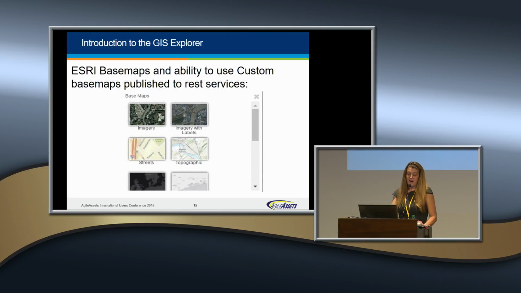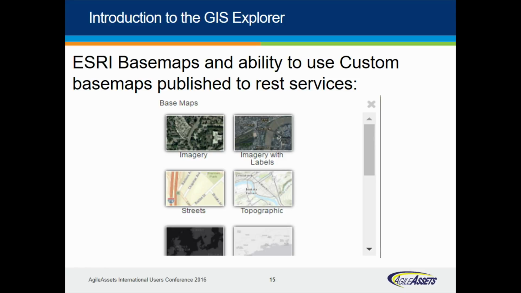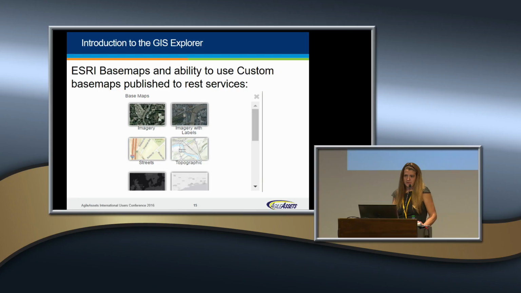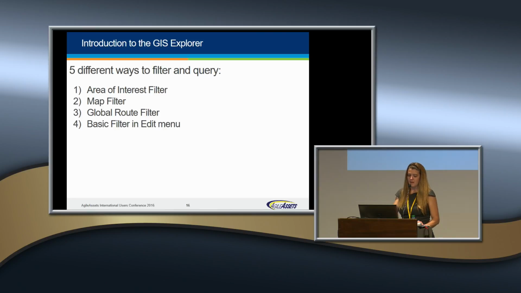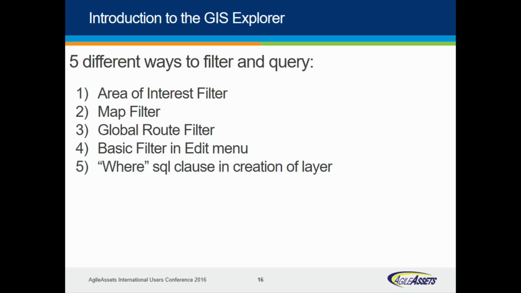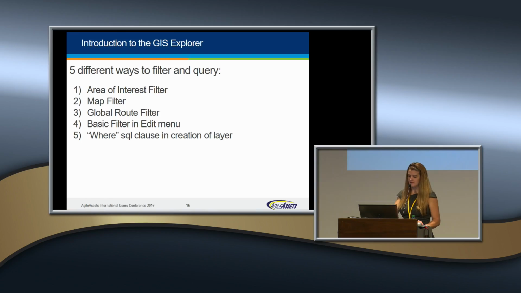We also offer ESRI base maps and the ability to use custom base maps published to REST services. Now, TXDOT actually had its own base map, and so we incorporated that into the system. With GIS Explorer, there are 5 different ways to filter and query. First being the area of interest filter, the map filter, the global route filter, the basic filter in the edit menu, and the where and the SQL clause in the creation of the layer. And I'll go into some of these.